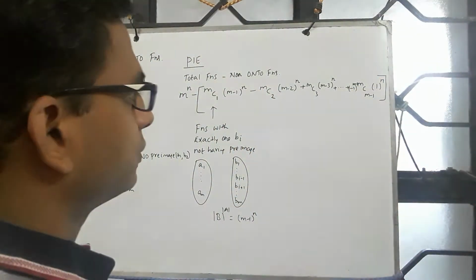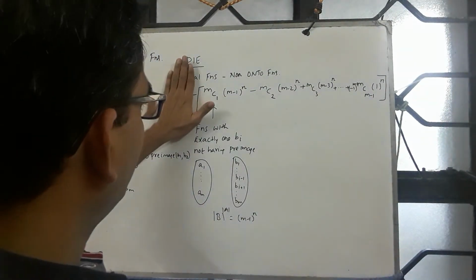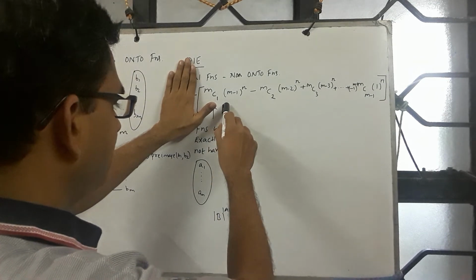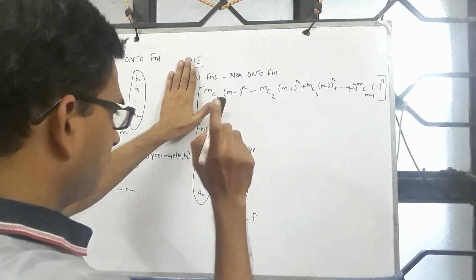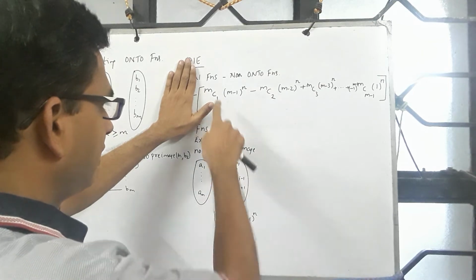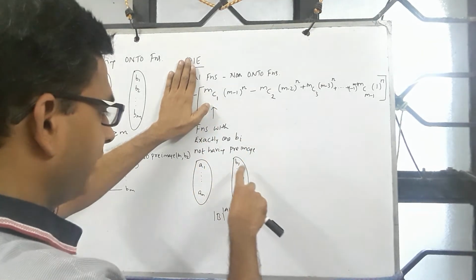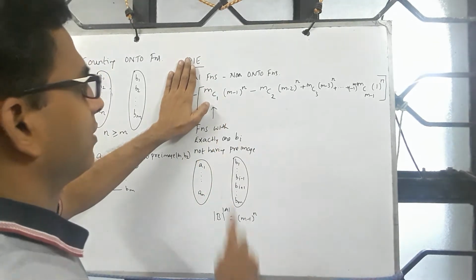Okay. So you see that the number of non-onto functions is functions with no pre-image for the first element, second element, and so on. There are no pre-images for exactly one b_i. How many such b_i are there? m choose 1. And then a_1 to a_n is mapped to m minus 1 elements, so (m minus 1) to the power n.